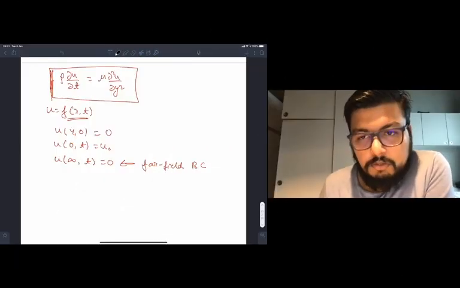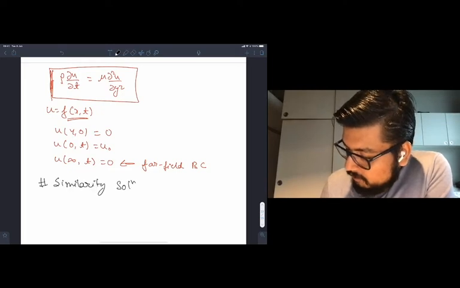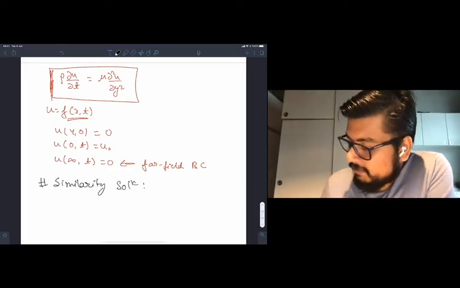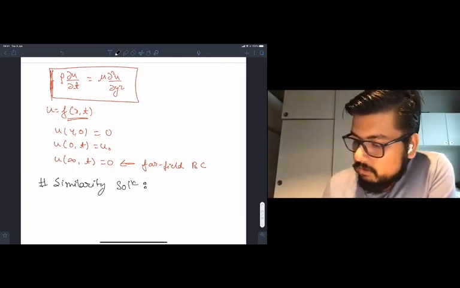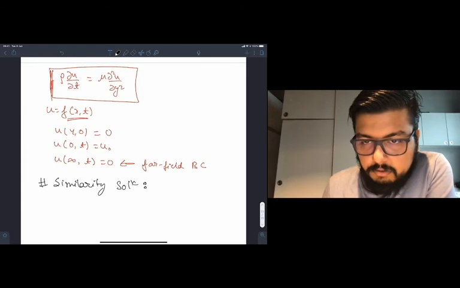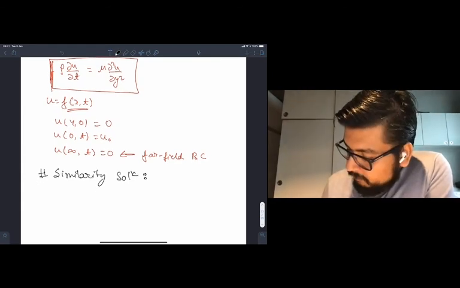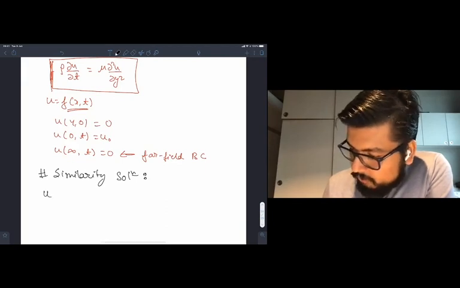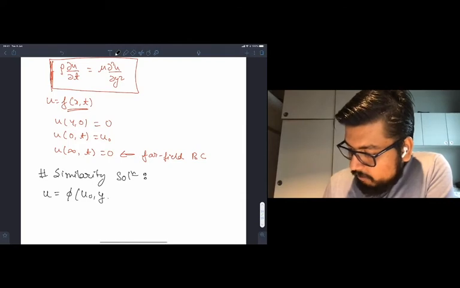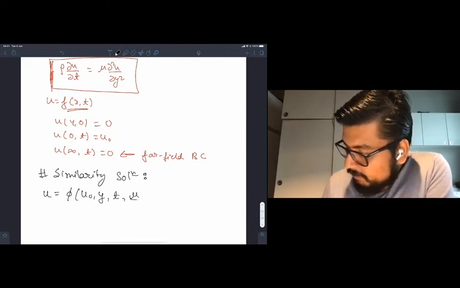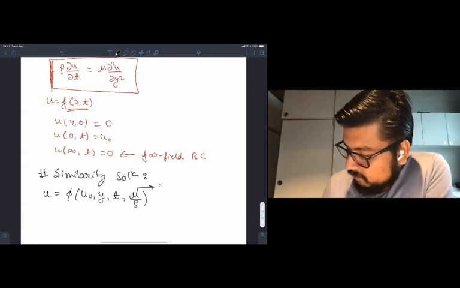So in order to solve this equation, I'm going to use something called a similarity solution, which is basically a fancy way of saying that I will use dimensional analysis to try and find some suitable solution to this partial differential equation. So we know that this velocity u is a function of u naught, the spatial coordinate y, time t, and the kinematic viscosity, that is mu over rho. We can write it as nu.